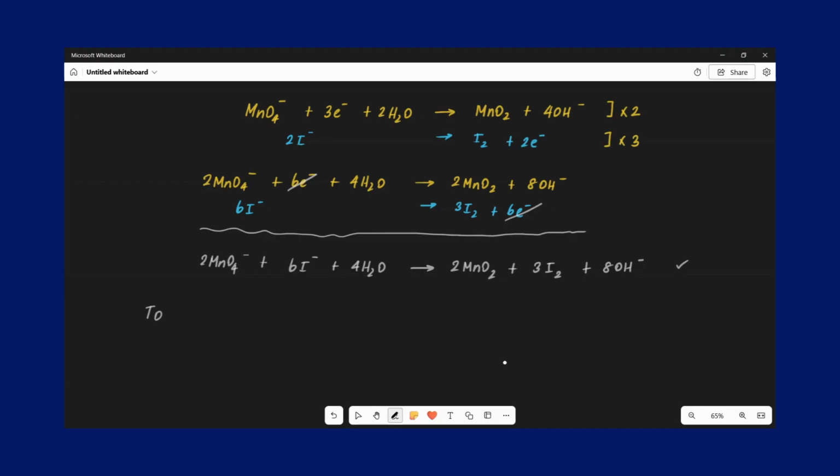So this is for your practice to try. Try this: Cr2O7 2 minus plus Fe2 plus gives Fe3 plus plus Cr3 plus in acidic medium. I showed one example in basic medium. You try with the acidic medium. What is the difference? Only H plus is to be added, not OH minus.